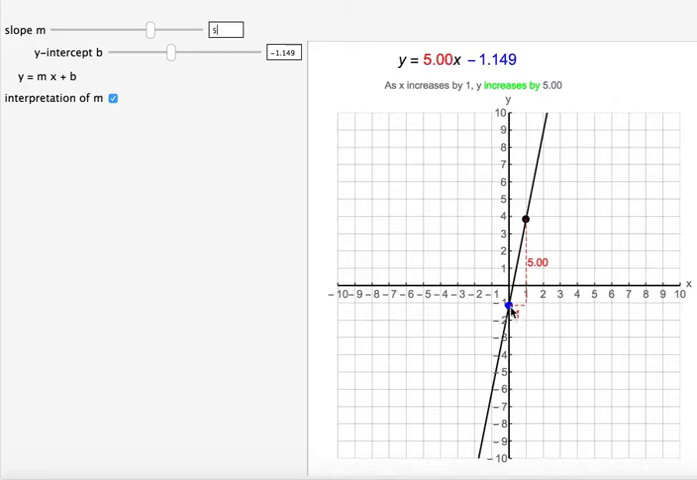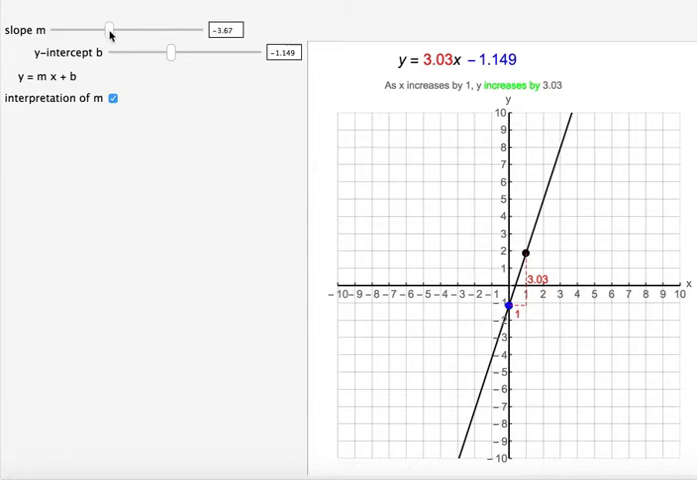So for every increase by 1 in x, we're going to increase by 5 in y. Increase by 1 in x, increase by 5 in y. And that's what the slope is telling you. As x increases by 1, y increases by 5. Now if the slope is 3.03, same thing. As x increases by 1, y increases by 3.03.